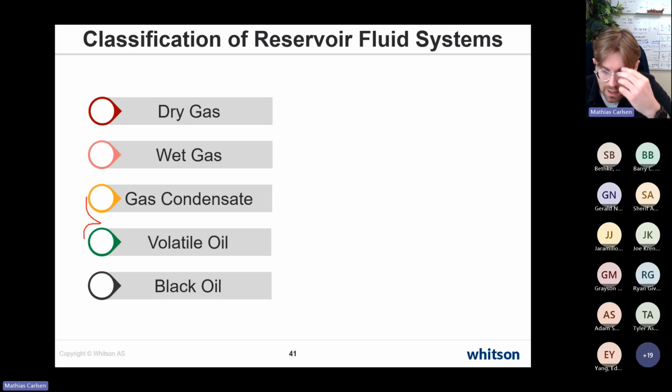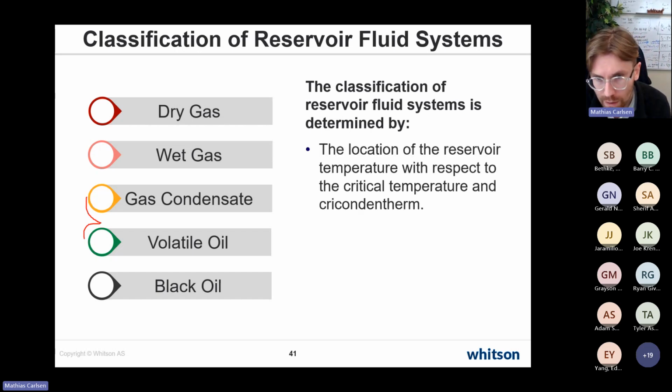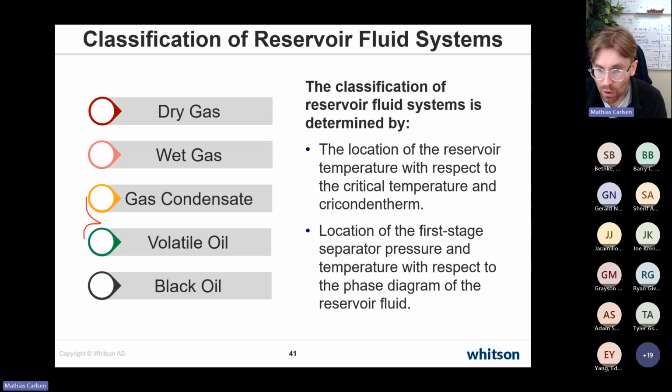But in general, the classification of these reservoir fluid systems is determined by 2 criteria. The first is the location of the reservoir temperature with respect to the critical temperature, and what's called a Cricondentherm. We'll talk about what that is in a second. The second part, when I learned it, I didn't want to believe it. I was like, that can't be true. It's the location of the first stage separator pressure and temperature with respect to the phase diagram.